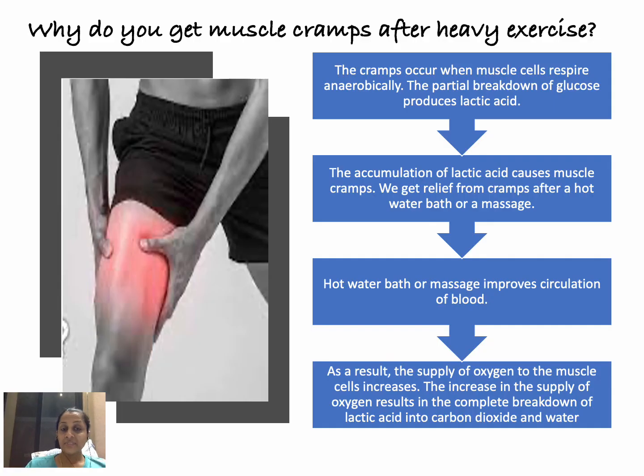Why do we get muscle cramps during heavy exercise? Now this you should be able to answer now. The cramps occur when muscle cells respire anaerobically. Without oxygen, they will produce lactic acid. And a lot of lactic acid in your body will result in muscle cramp. So if you have muscle cramp, the best remedy is to have a hot water bath or massage. The moment a hot water bath and massage will be there, your blood starts flowing. And when the blood starts flowing, oxygen will be there in each and every part of your leg or wherever the cramp is, and the cramp is going to subside, and the lactic acid is going to get converted into carbon dioxide gas and water.